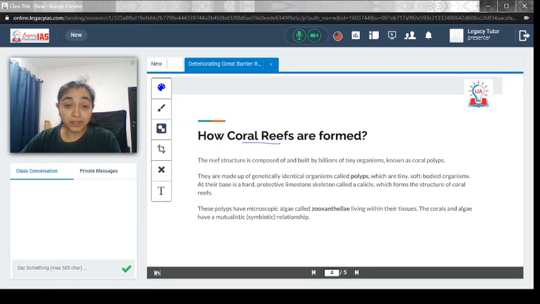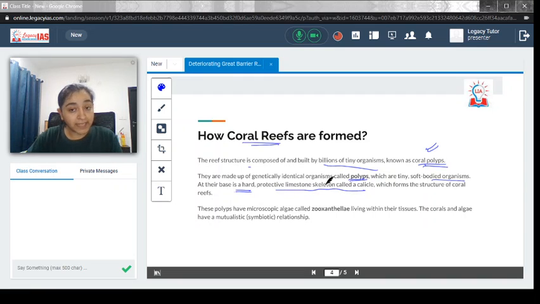Finally, let's also try to understand how coral reefs are formed in general. The reef structure is composed of and built by billions of tiny organisms known as coral polyps. It is the coral polyps which build the reef structure. They are made up of genetically identical organisms called polyps, which are tiny soft-bodied organisms. They are soft-bodied, but at their base is a hard protective limestone skeleton called calcite, which forms the structure of the coral reef. So it is the limestone structure of coral polyps which leads to the formation of coral reefs.